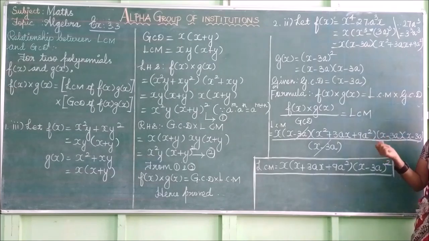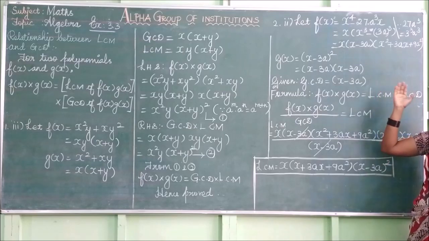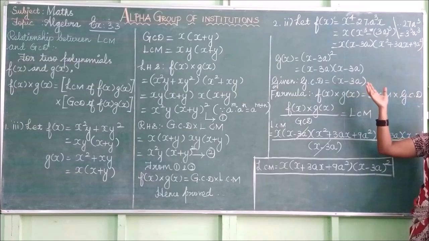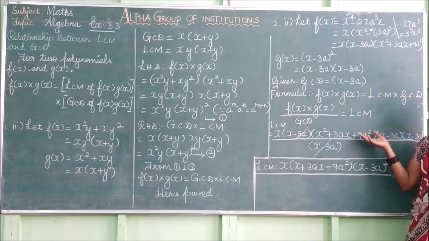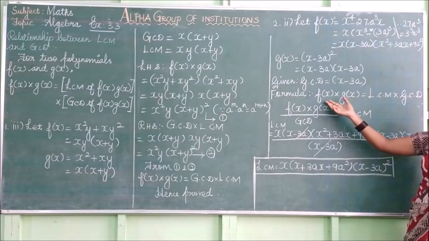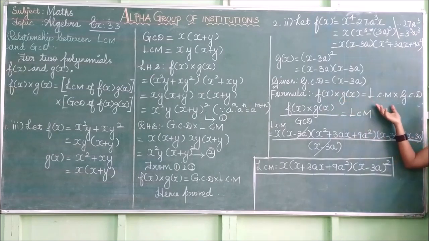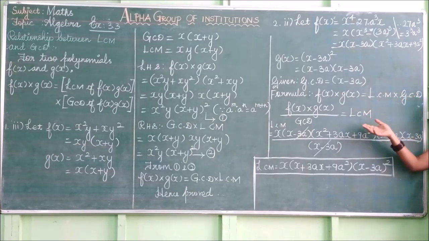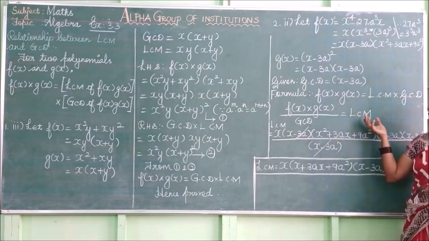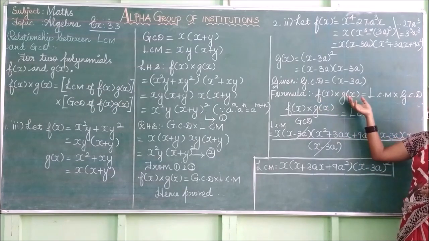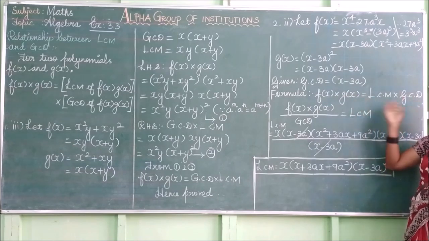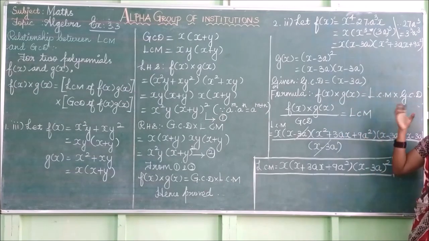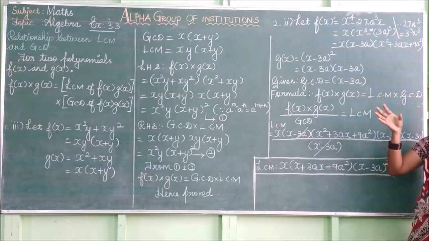In this problem, they asked you to find the LCM. What is given is f of x, g of x, and GCD. These three are given, and we have to find the LCM value. So what is the general form? f of x into g of x equals LCM into GCD. If you need LCM, you have to move this multiplication to the division part. So the formula is written as LCM equals f of x into g of x divided by GCD. First write the given statements in the question.